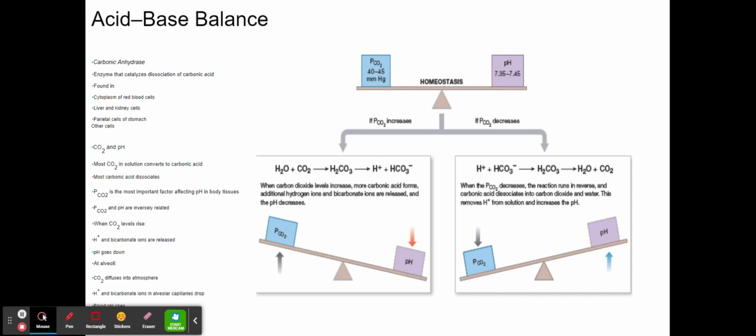Most of the carbon dioxide in solution is converted to carbonic acid, and most of the carbonic acid dissociates into hydrogen ions and bicarbonate ions. For this reason, the partial pressure of carbon dioxide and the pH are inversely related. In other words, when carbon dioxide levels increase, additional hydrogen ions and bicarbonate ions are released so that the pH decreases. Recall that pH is a negative exponent, so when the concentration of hydrogen ions goes up, the pH value goes down. In contrast, as carbon dioxide leaves the bloodstream and diffuses across the alveoli, the number of hydrogen ions and bicarbonate ions in the alveolar capillaries decreases and the blood pH increases. We'll consider this process, which effectively removes hydrogen ions from solution, in more detail later in the module.